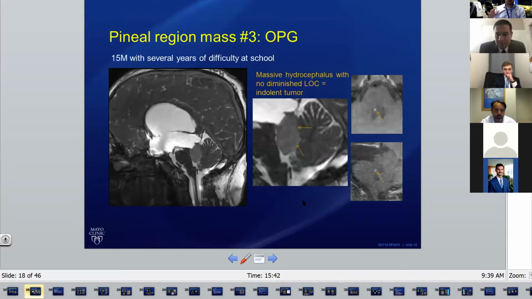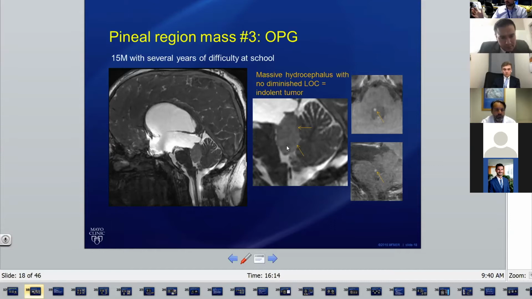So compare those last two cases to this. This is a pineal region low-grade glioma. This is a 15-year-old boy who had several years of difficulty at school. He was starting to fall behind his peers, and eventually someone thought that they should get an MRI to evaluate this. What no one had really investigated before is the fact that he had a very large head circumference. You can tell that the size of his skull is out of proportion to the amount of brain matter that's in it, and that's due to obstructive hydrocephalus from this tumor.